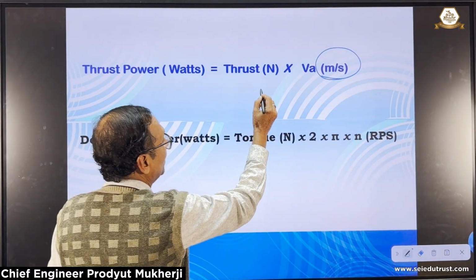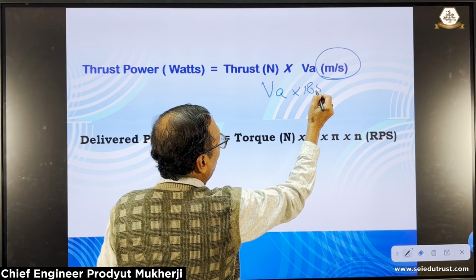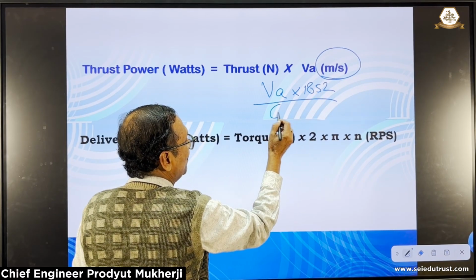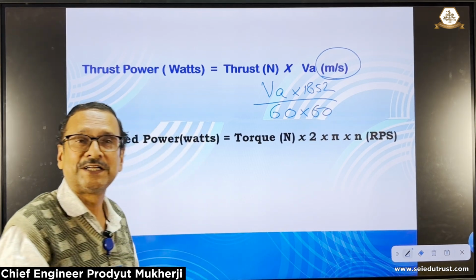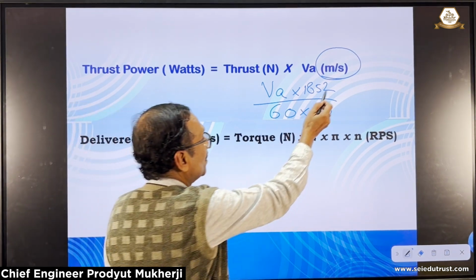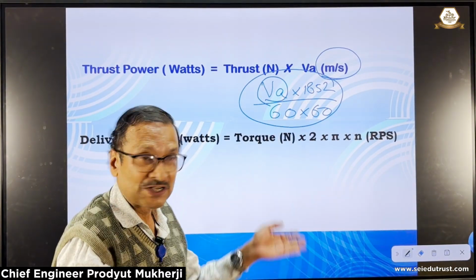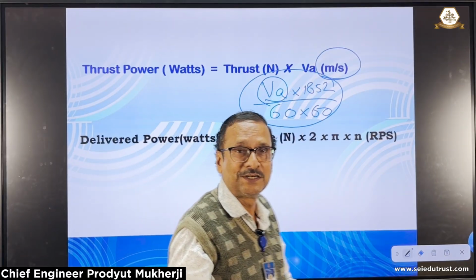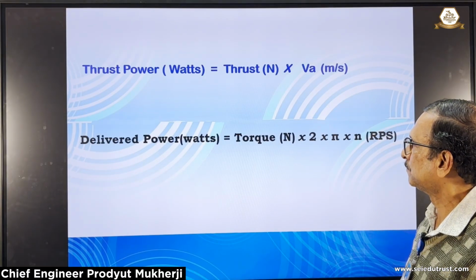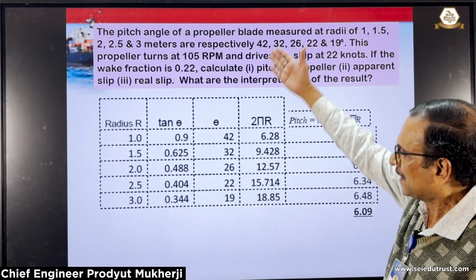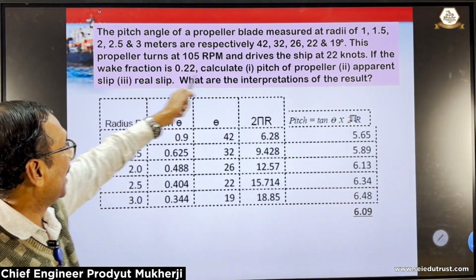How will you convert? If speed of advance is in knots, you have to multiply it by 1852 and divide by 60, converting into minutes, another 60, converting it into seconds. So this is the conversion factor for converting speed of advance in knots into speed of advance in meters per second. So the same numerical we come back to, where we had to calculate the pitch.